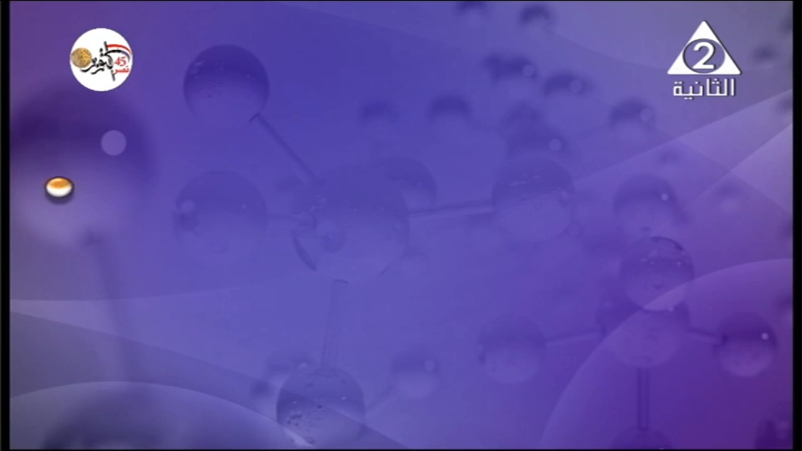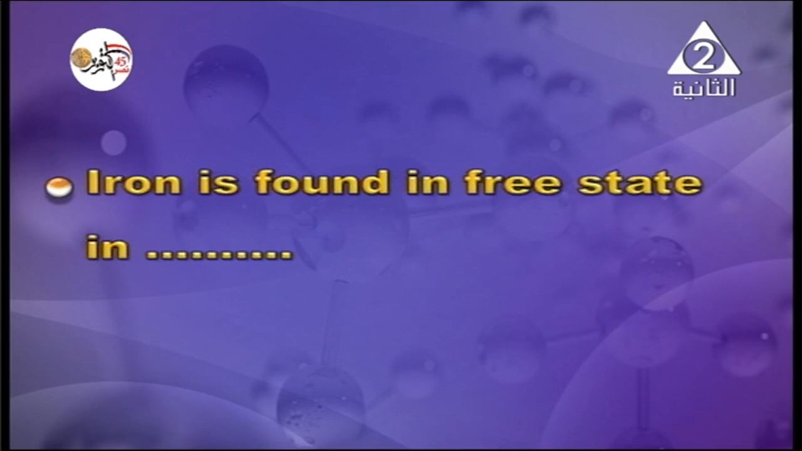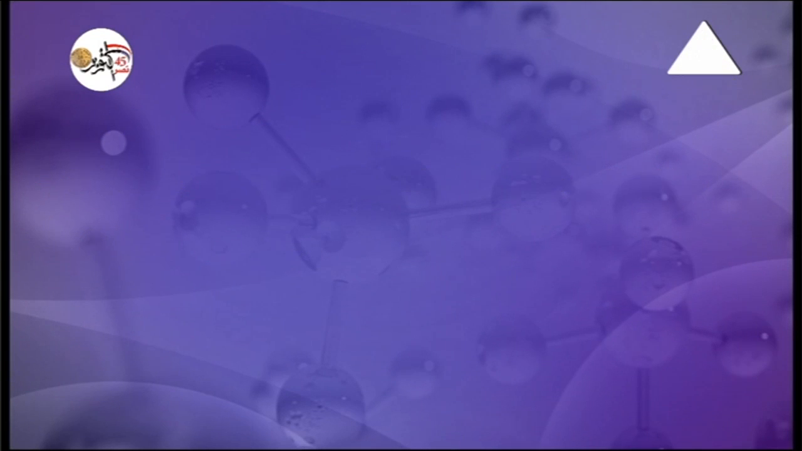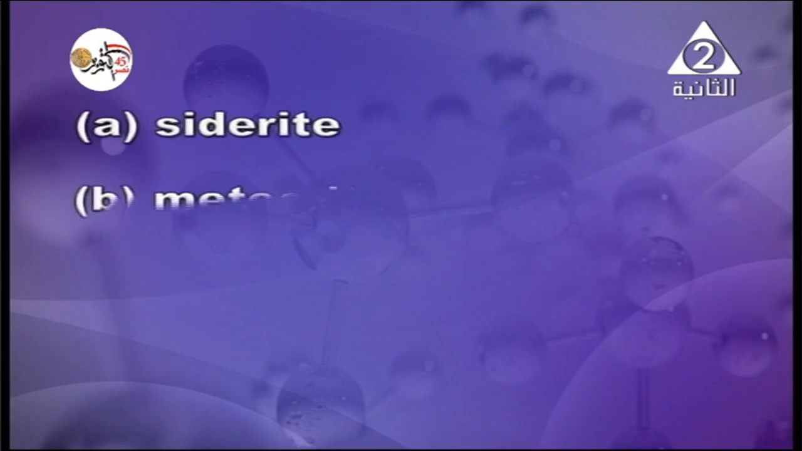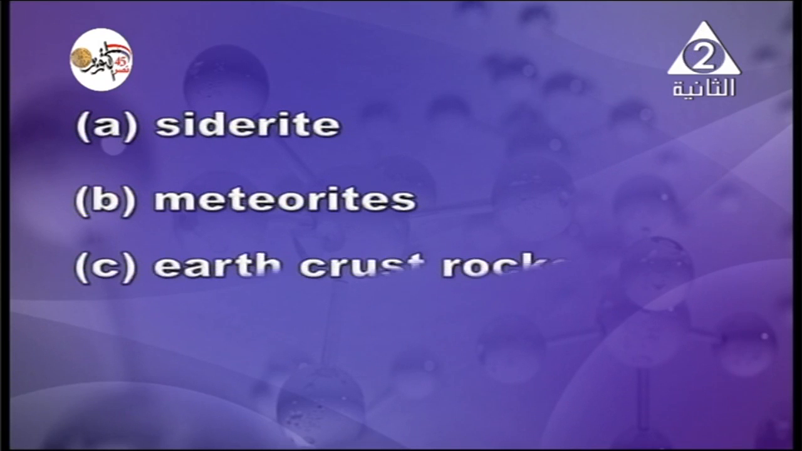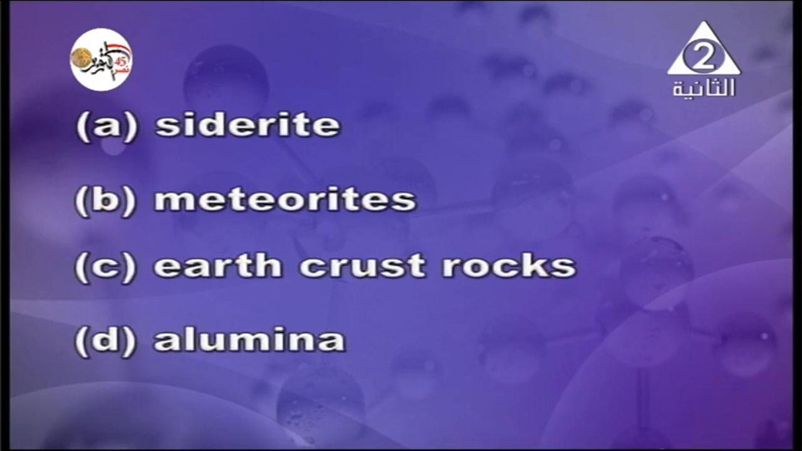Next point. Iron is found in the free state in what? Siderite, meteorites, Earth's crust rocks, alumina. If you think about it, yes, it will be meteorites.